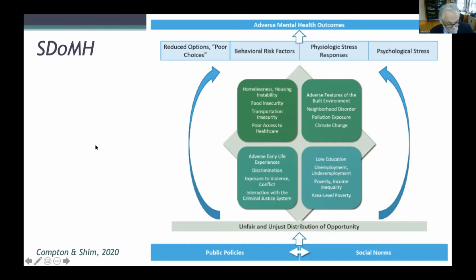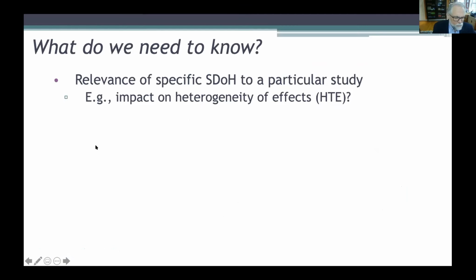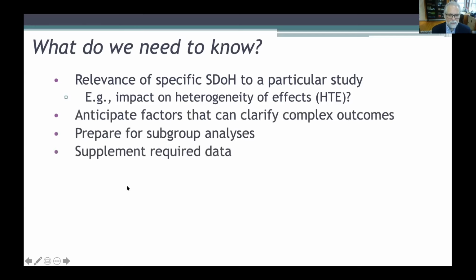Next slide, please. Now that I've introduced to a fair extent social determinants, I want to proceed to the question of what it is that we need to know and how to apply this information on social determinants to a particular study. And I'll focus my comments in the rest of the talk on the impact of social determinants on heterogeneity of treatment effects, HTE, which is something that I know that Steve will pick up later and is important for subgroup analysis. Can you click again, please?